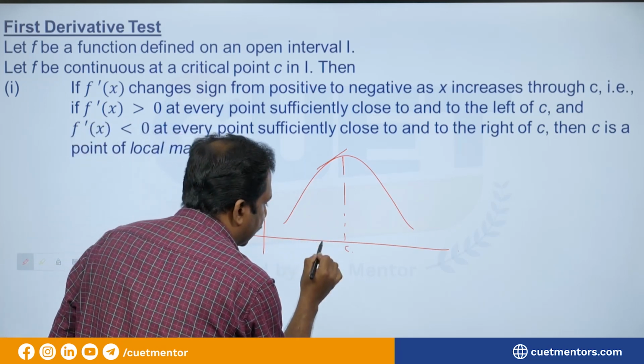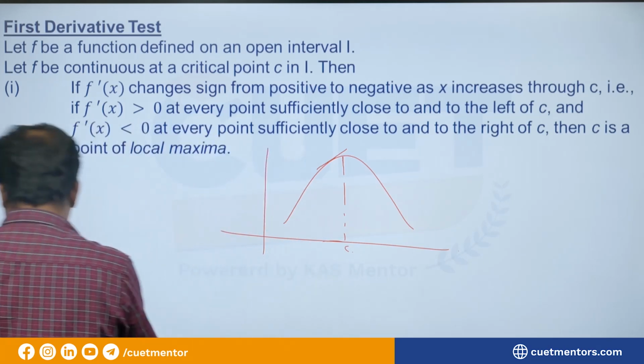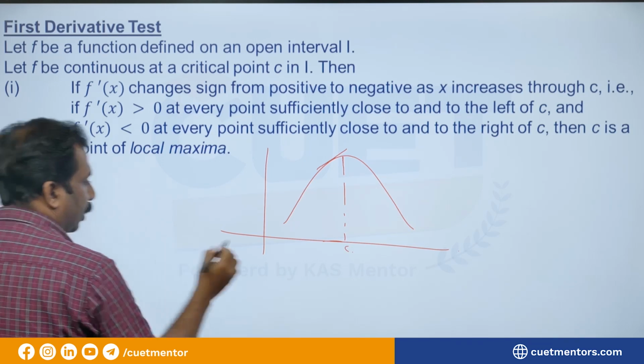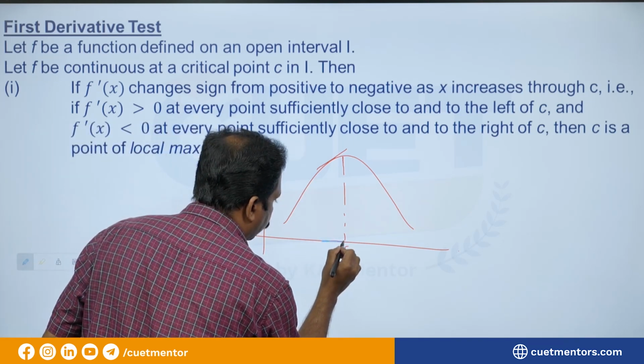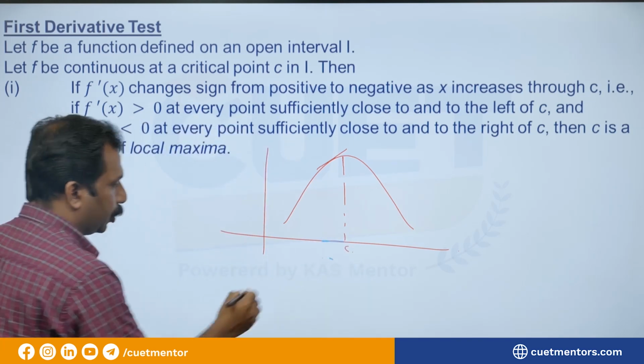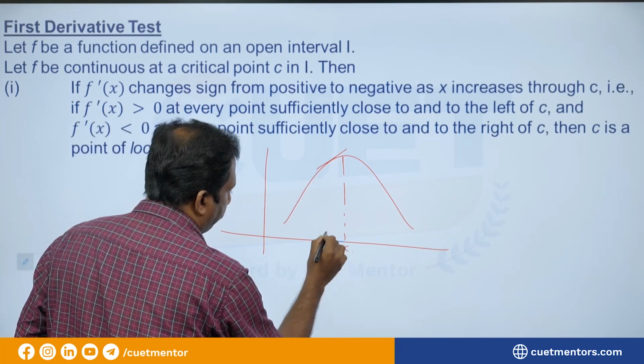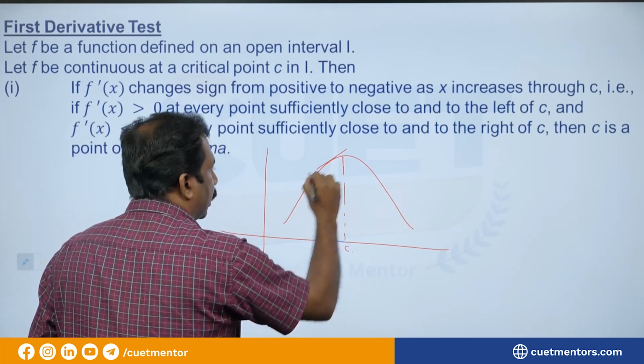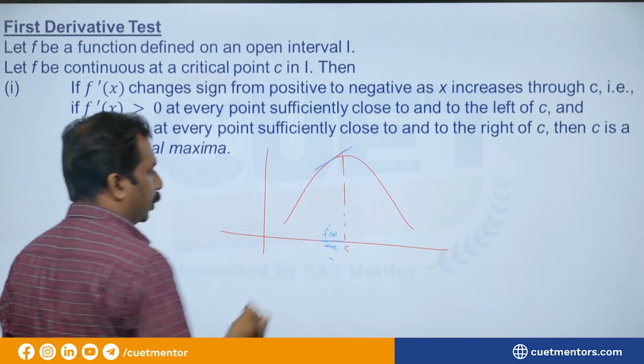Here f dash x is positive. At this point f dash x is positive. Here f dash x is positive. Here it is positive, because the slope of the tangent is positive here.